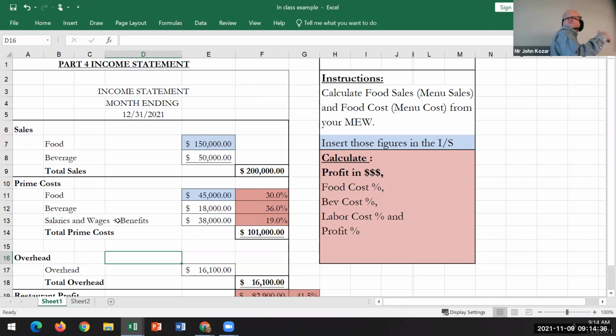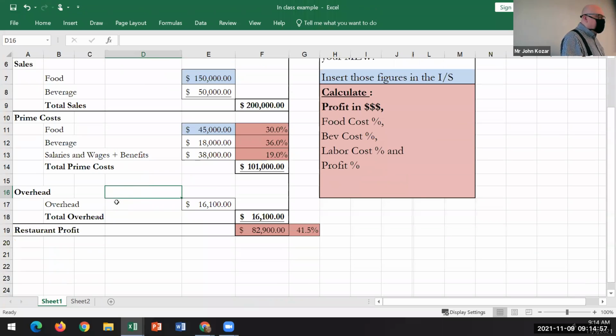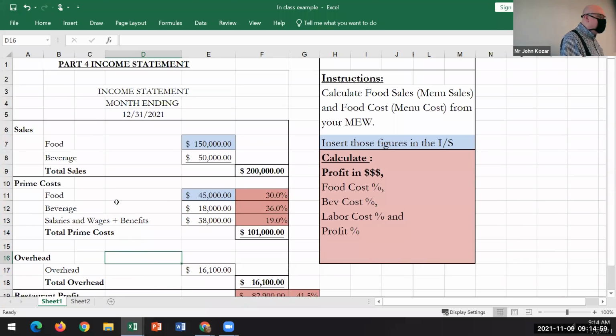Okay, so when you do this, you already have your graded menu engineering worksheet back. Typically what I do is once you turn in the menu engineering worksheet, I collect it and then send it back with your income statement, where you can go ahead and do the income statement. So any questions on this income statement?